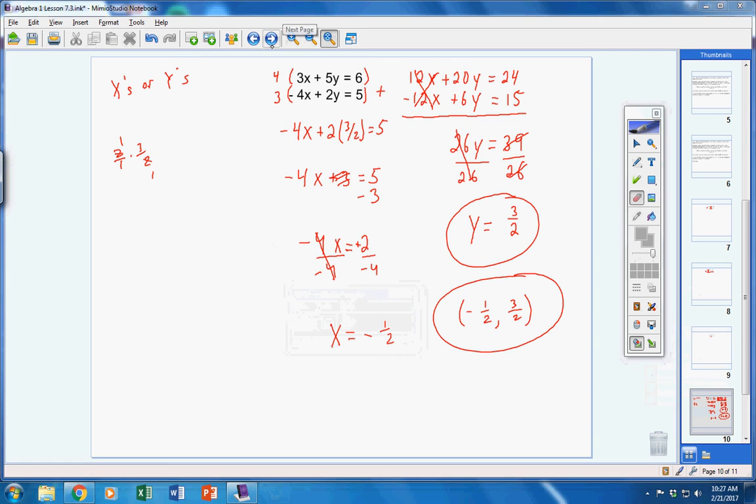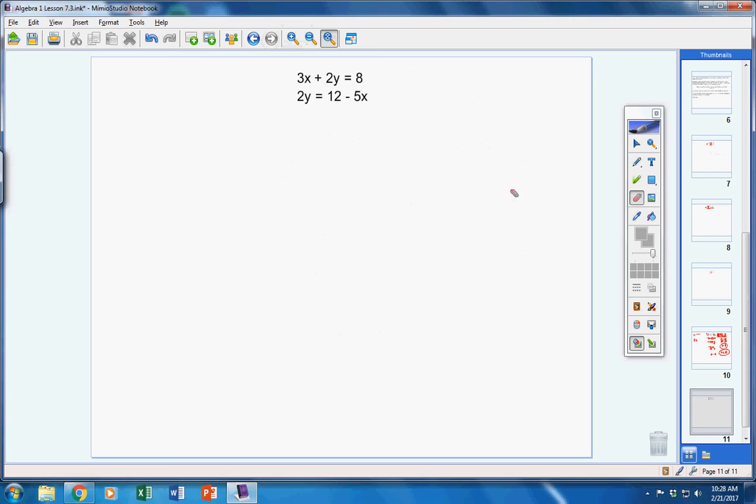Okay, students, I hope this is making sense. Last problem. Okay, here we go. Now, in this problem here, I want you to pay close attention. To me, it's kind of common sense, but for some students, it's not. As you look at these two equations, notice they're in a different order.